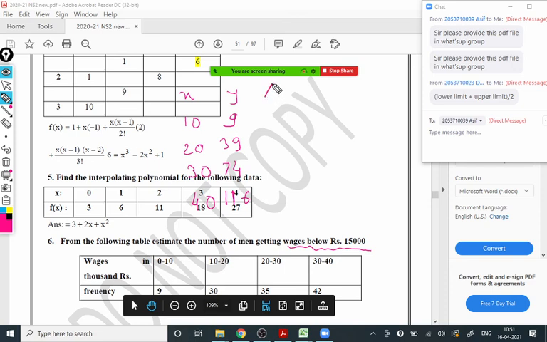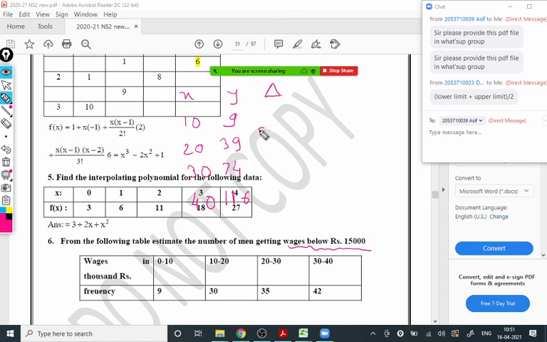So we get delta now. Delta is the first order difference. 39 minus 9 is 30. So we get 30, 35 and 42 as the first order differences. Then we get delta square as 5, 7 and delta cube as 2. So these are the differences.